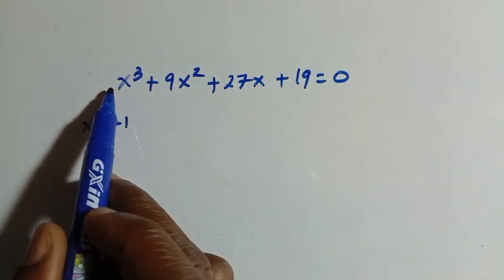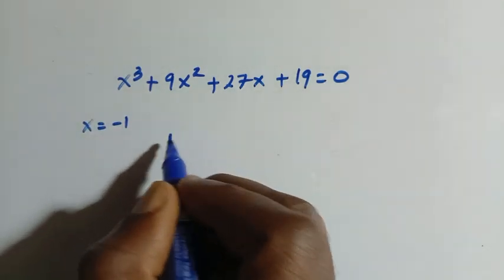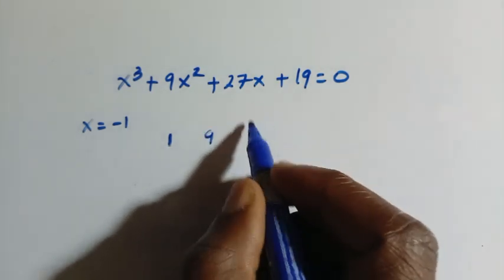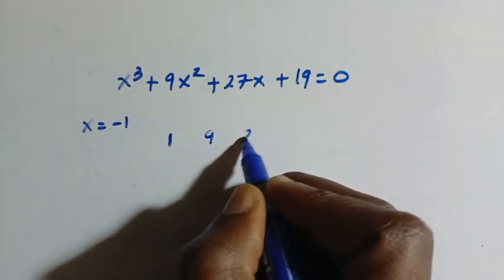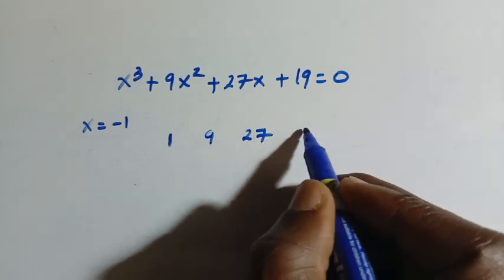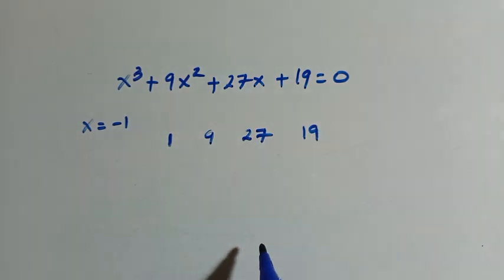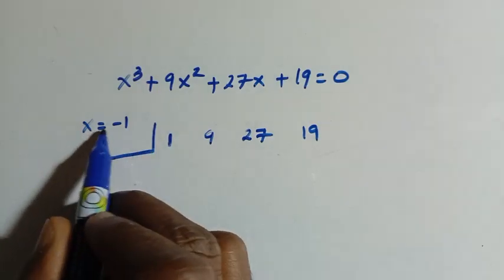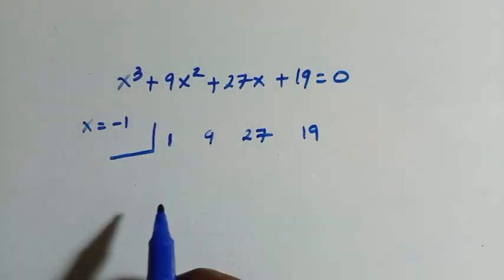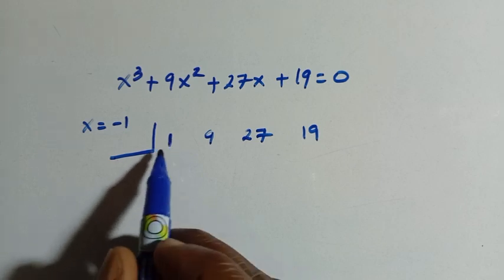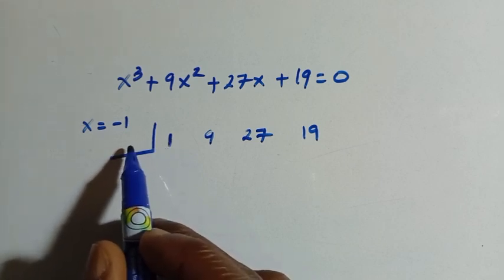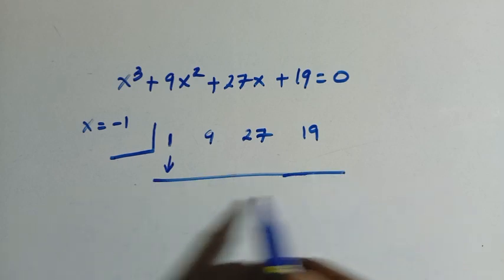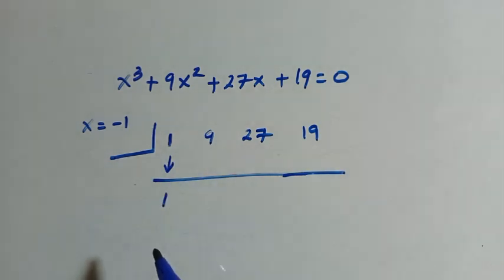Let's consider the coefficient of x^3. That is 1. And the coefficient of x^2, we have 9. So the coefficient of x is 27, and the last one is 19. So we have it already that we have x equals -1. So let's say the first number here. There's nothing before it. Then according to this rule, it means the first number comes as it is.